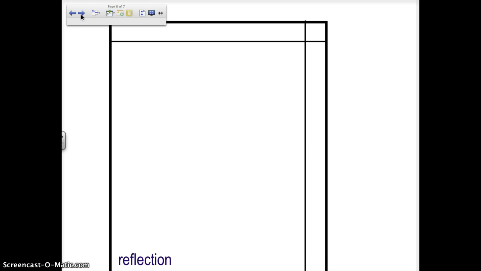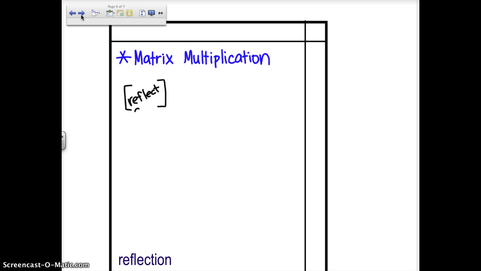The next one we're going to talk about is reflection. Okay? In order to reflect a figure, we do matrix multiplication. And what we do is we take a reflection matrix, usually a 2x2. It'll always be a 2x2, and multiply it by the shape matrix. No matter how many columns the shape matrix has, our reflection matrix is always 2x2.